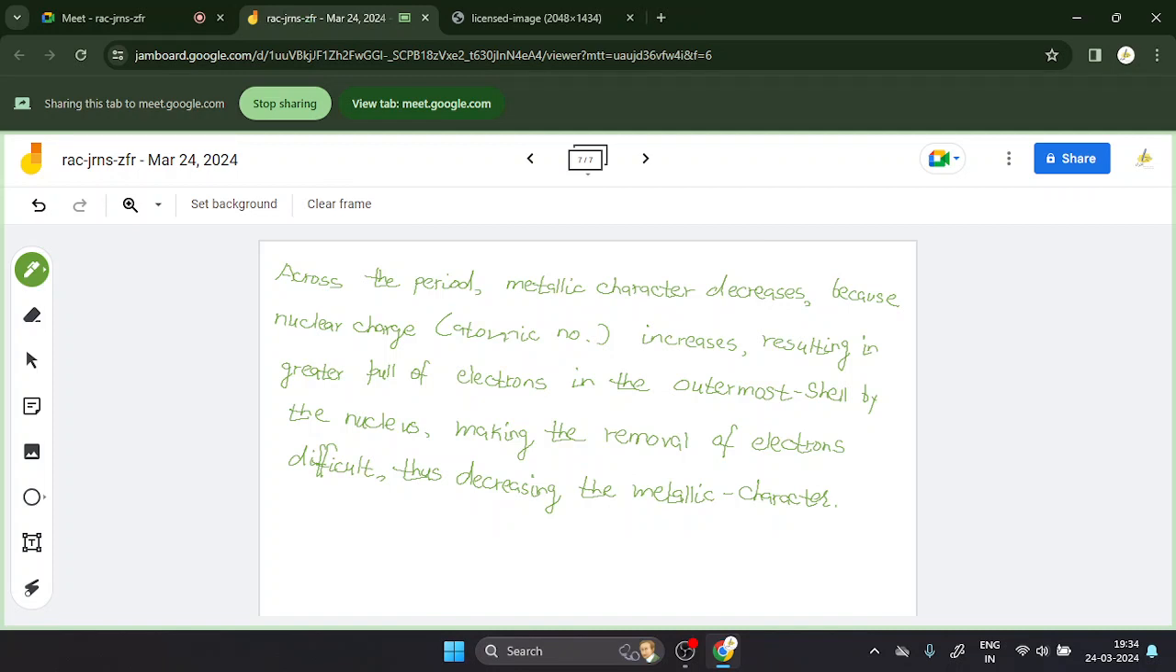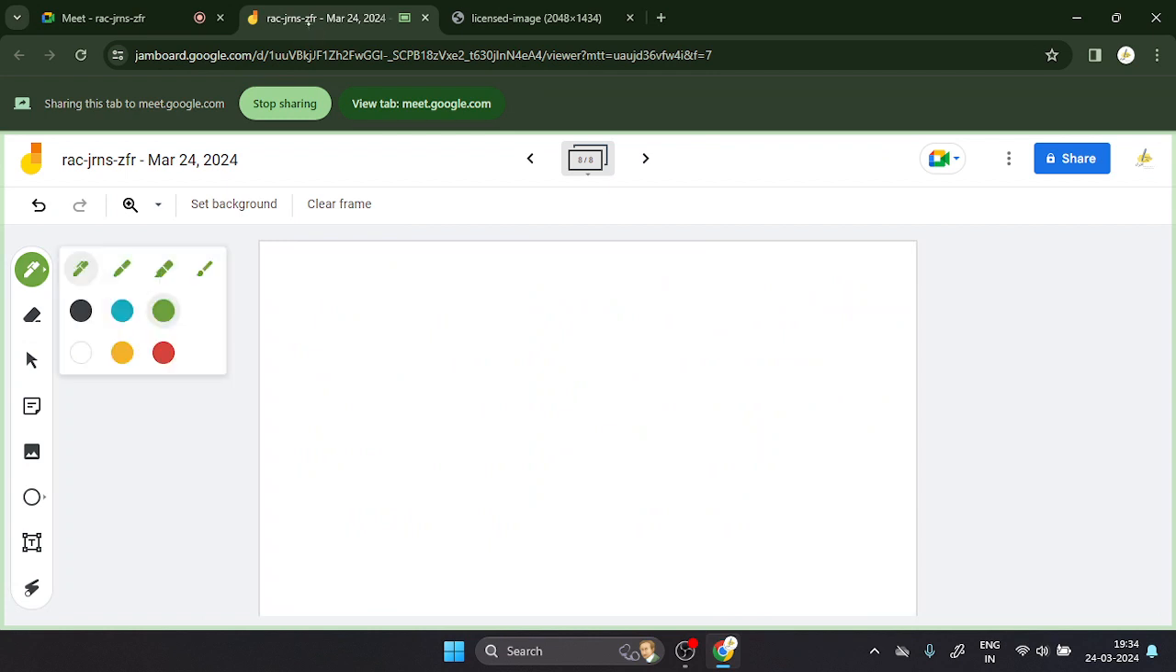Now we will be discussing non-metallic character. So we discussed the metallic character. Now let's discuss the non-metallic character. Now what is this non-metallic character? Non-metals are good oxidizing agents, right? Metals were good reducing agents. Non-metals will be good oxidizing agents, right? Why? Because they can gain electrons.